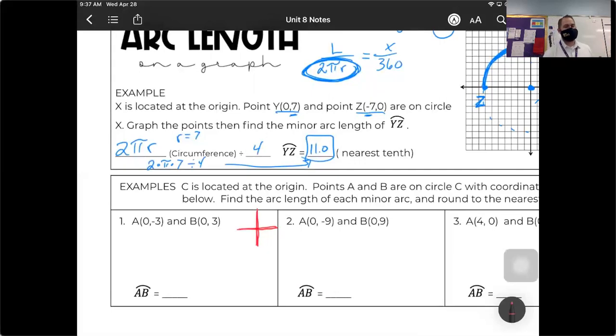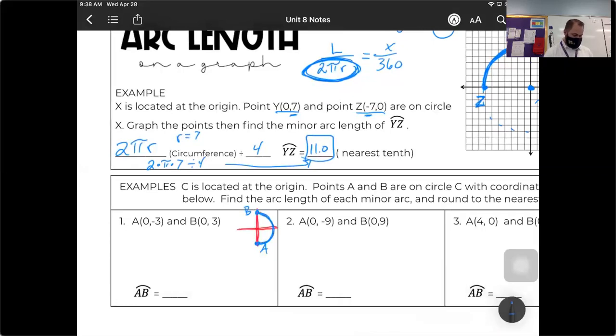So let's look at A first. 0, -3. Is that on positive y, positive x, or negative x? 0, -3. Do I go up, down, left, or right? Down. X is 0. The first one's 0. So we go down 3. So A is down here. B is at 0, 3. Is that up, down, left, or right? Up 3.